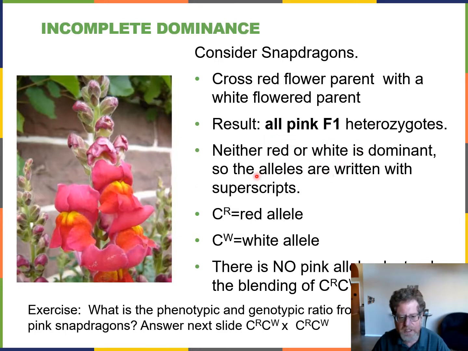So the alleles aren't written with capital and lowercase letters. Instead, they're written with superscripts. So the color characteristic of the red gives a red allele, C^R. The color characteristic of the white is a white allele, C^W. Okay? There's no pink allele at all. Instead, if you're heterozygous, C^R C^W, the 2 colors blend together and yield pink. Okay, so that would be the F1. The F1 would be all pink.